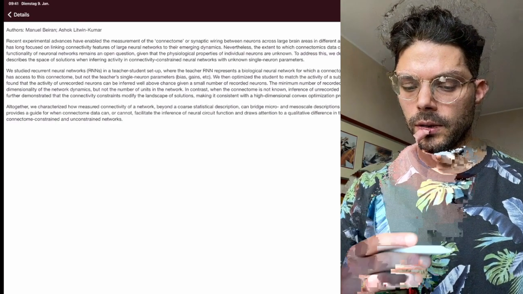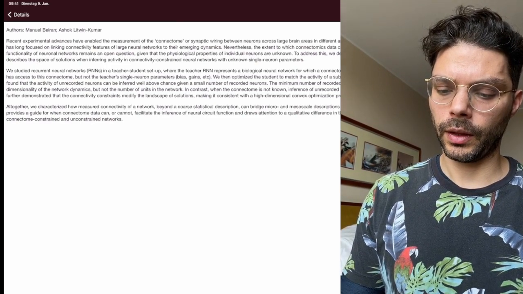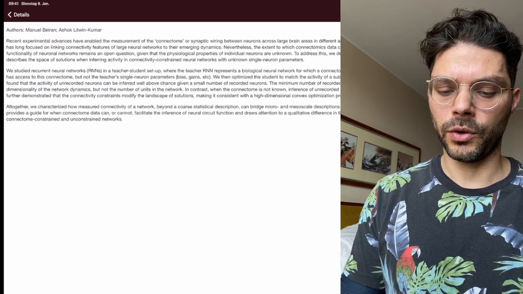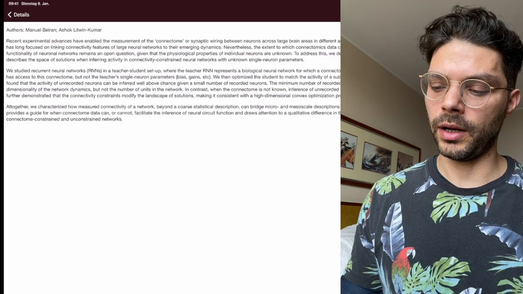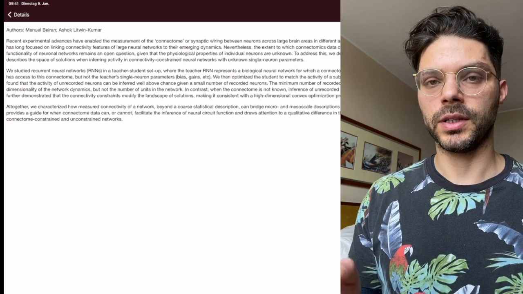I need to read that again. So the extent to which connectomics data can provide insight into the functionality of neural networks remains an open question, given the physiological properties are unknown.